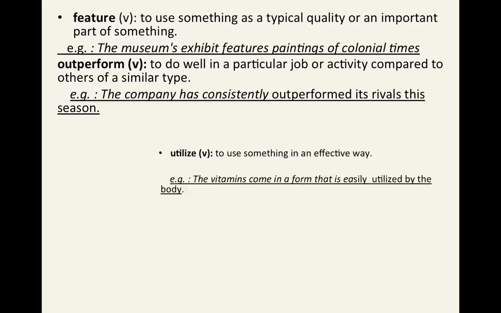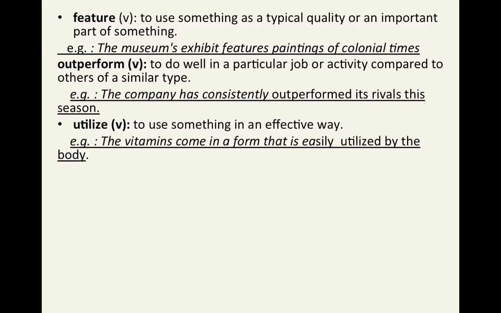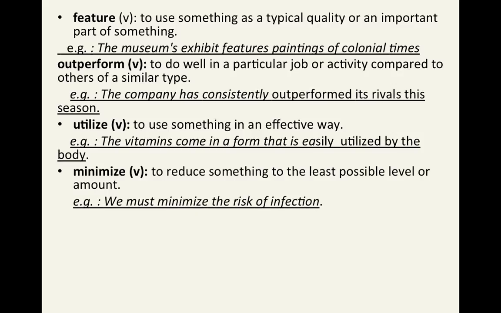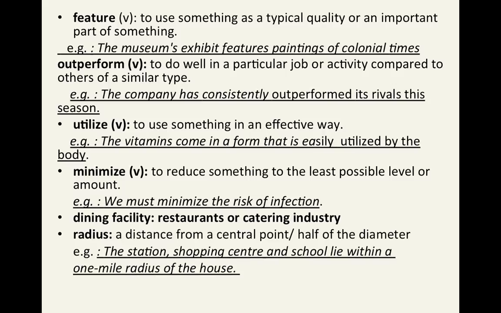And then the last one is utilize. It means to use something in an effective way, right? And then minimize is the opposite word of maximize. Next one is dining facilities, which means restaurants or the catering industry. And then radius means the distance from the central point, which means half of the diameter. We know the word diameter, right? And then the sample sentence. I hope they are clear enough for you.